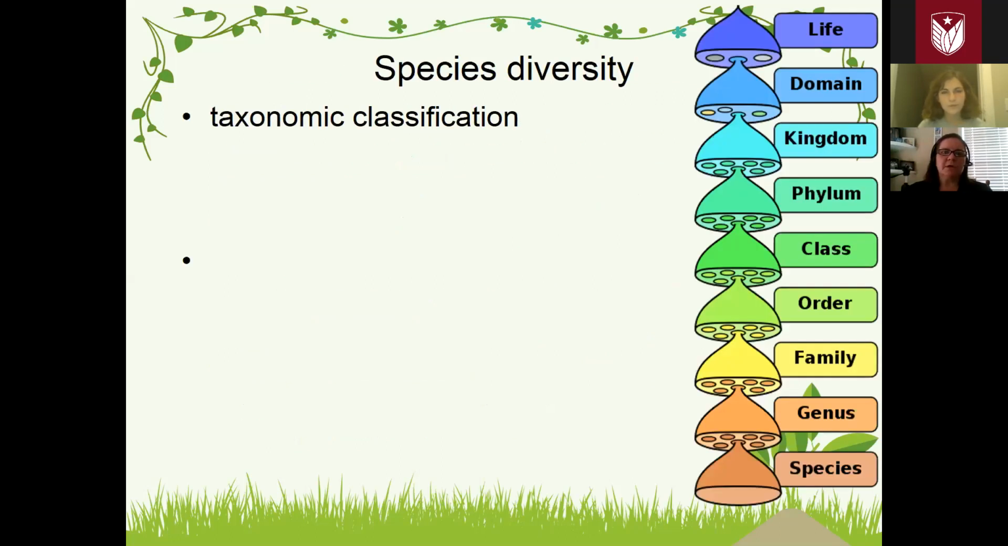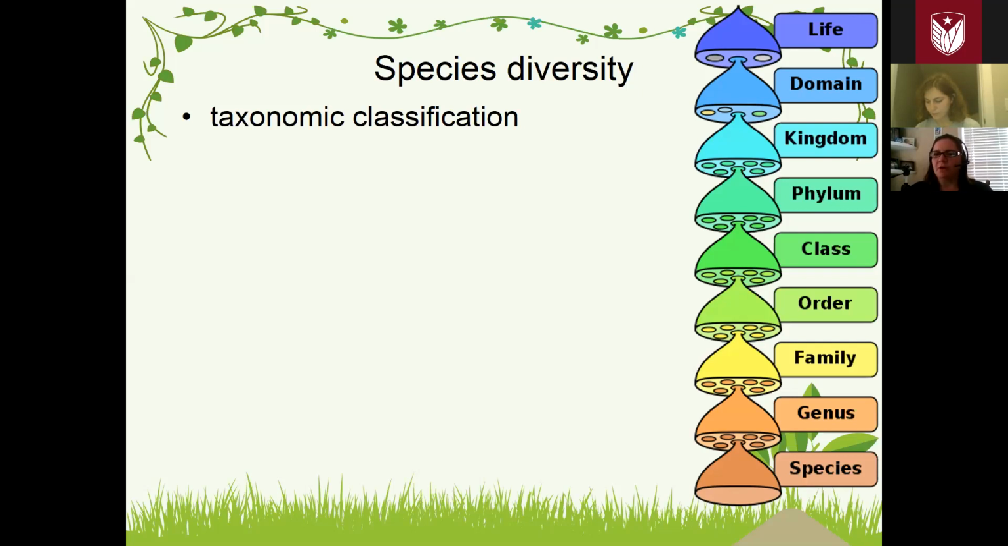So if we look at each one of these levels very briefly, the first one being species diversity, this diagram on your right might, let me see if I can get my little picture to go away. There we go.